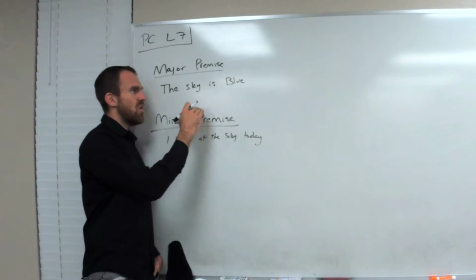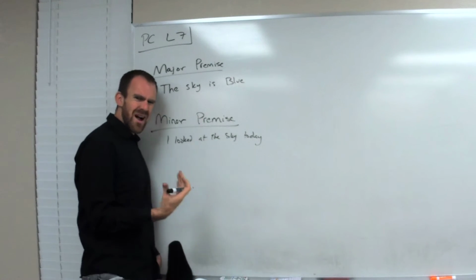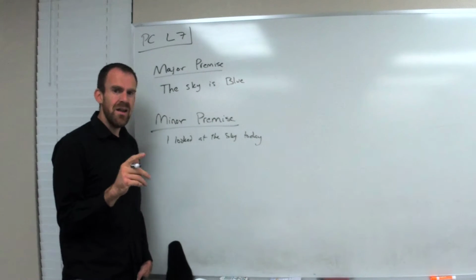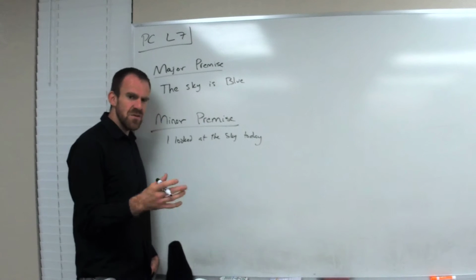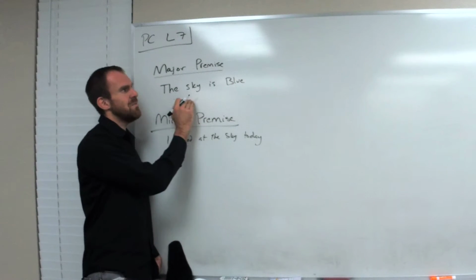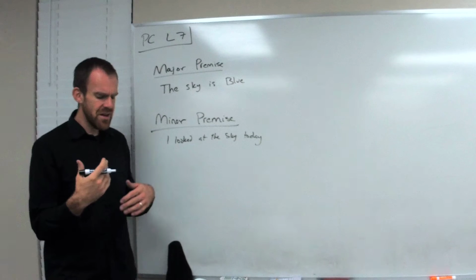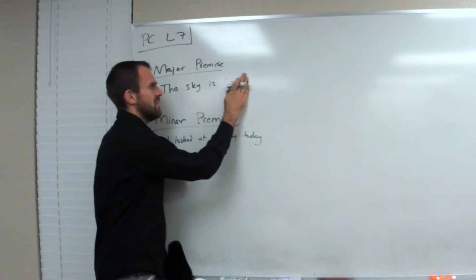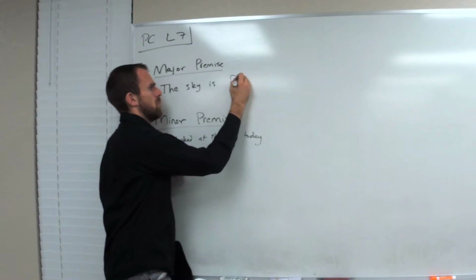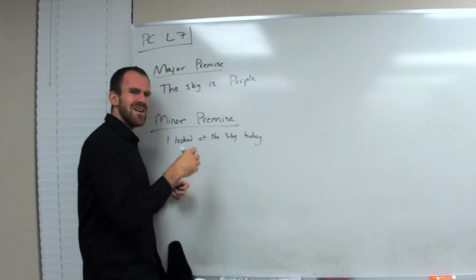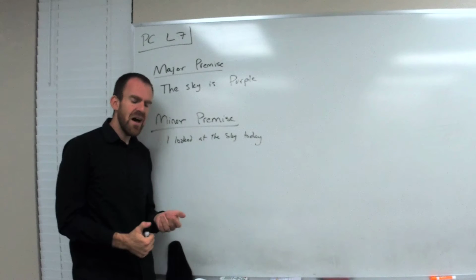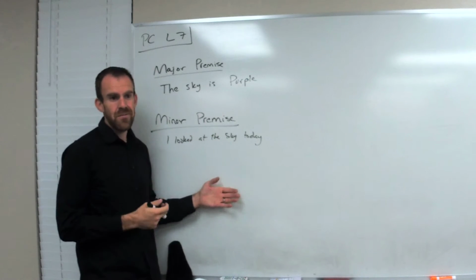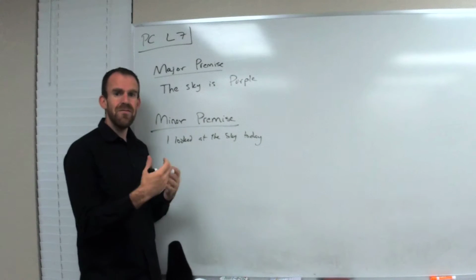Well, if the sky is always blue, which is not necessarily true, right? It could be rainy, it could be nighttime. But we are, in this class, for the purpose of this lesson, going to accept the major premise because we're evaluating whether or not the logic is correct. So I could say that the sky is purple.